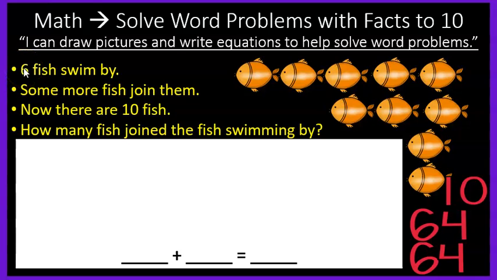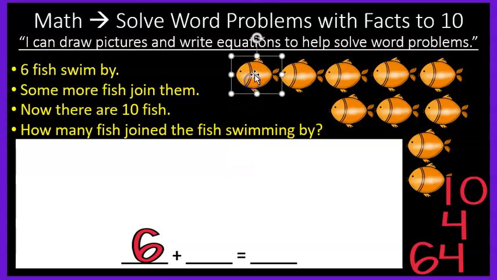6. Good job. So watch. Here's what you're going to do first. 6. I'm going to grab 6. And look, I'm going to put that here first because that needs to go into our addition equation. Okay? Now, we need to draw 6 fish here. We need to insert them here, okay? And that's what this means right here. I can draw pictures. So now we gotta draw 6 fish here. So let's put 6 fish here, okay?